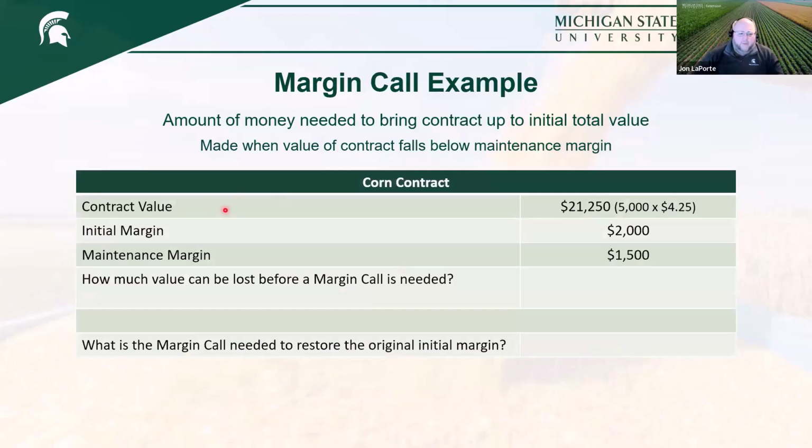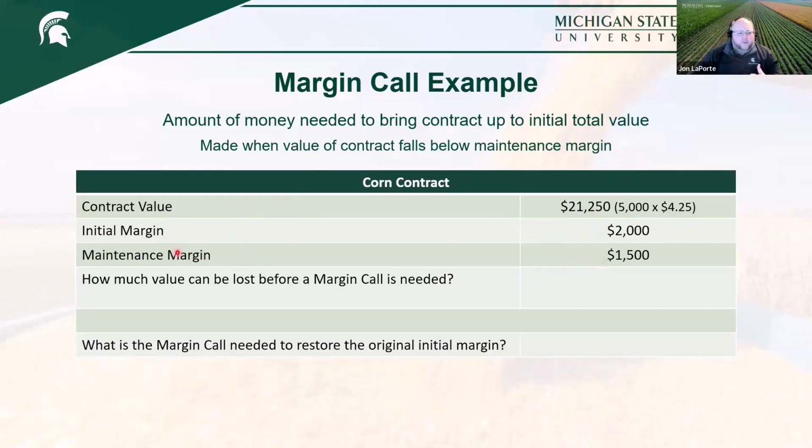We've got a contract value of $21,250. We're looking at a 425 contract on corn at 5,000 bushels. You've got an initial margin of 2 grand. So we put 2 grand on this contract to establish it. We have a maintenance margin of 1,500.